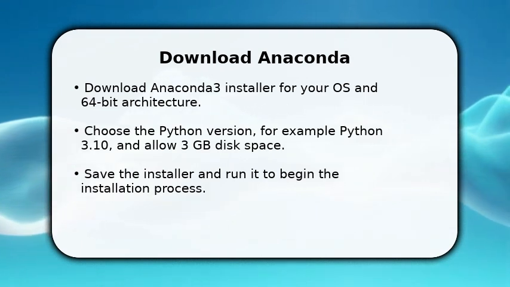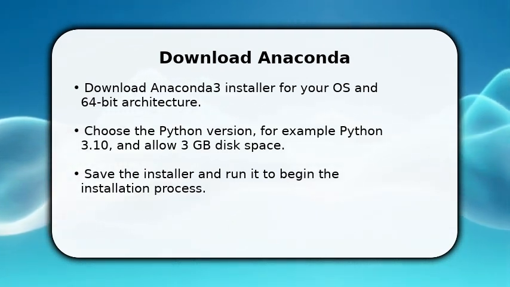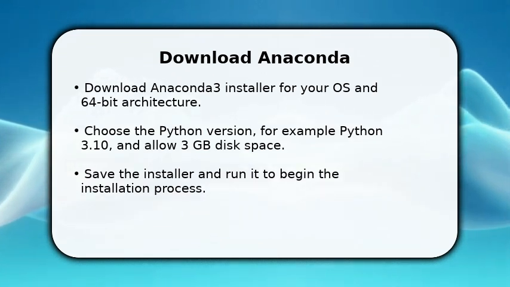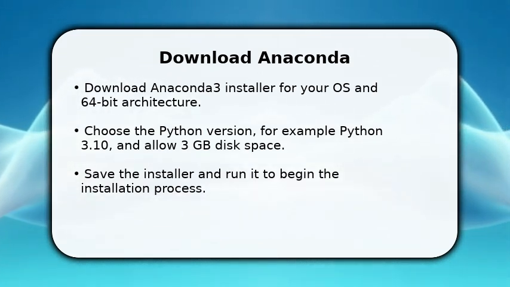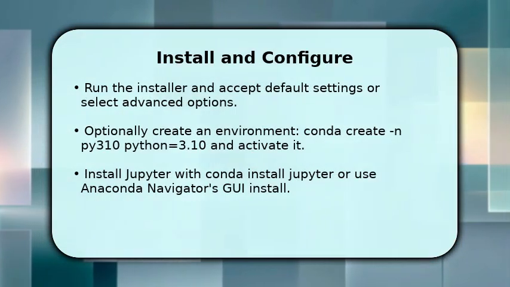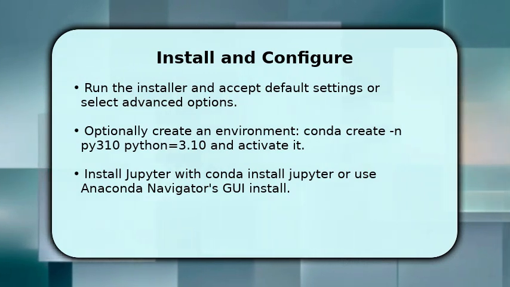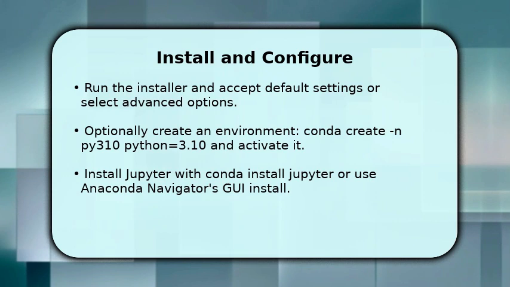Close other applications to speed installation and prevent file conflicts. Proceed by double-clicking the installer to start the guided setup wizard. Run the Anaconda installer and follow the prompts to accept default settings. You can enable advanced options if you understand path changes and registration.